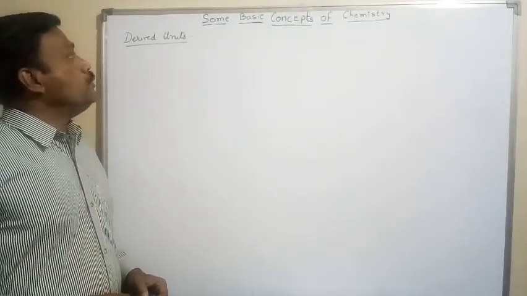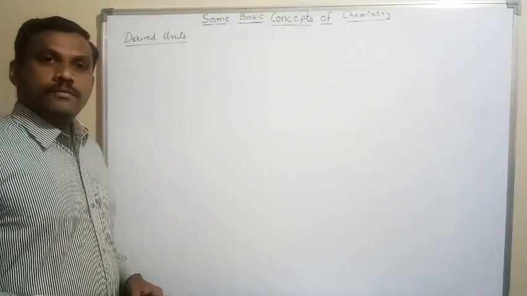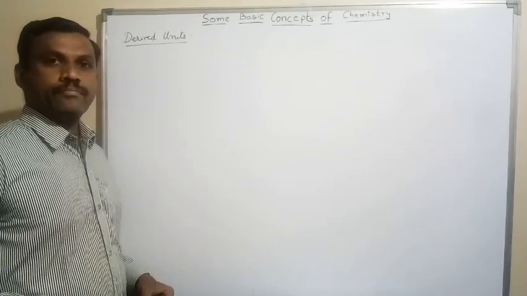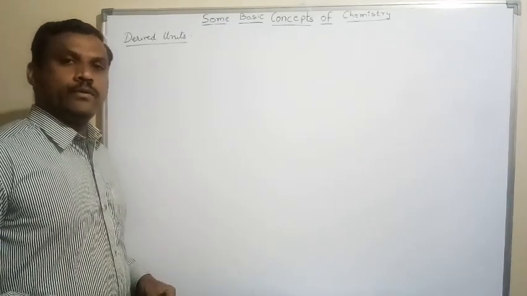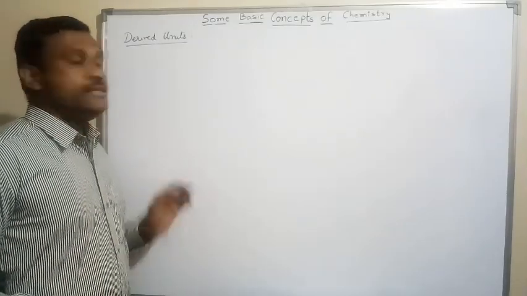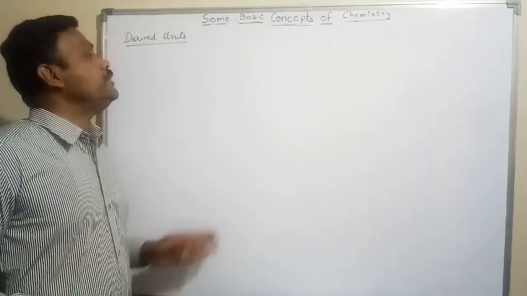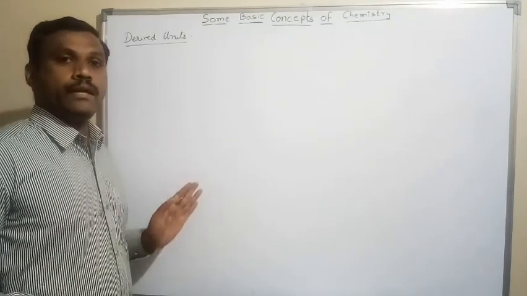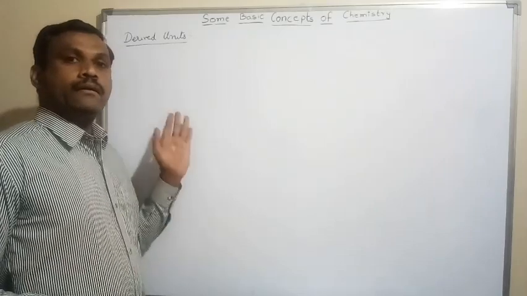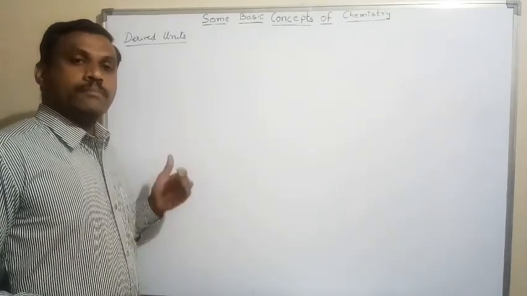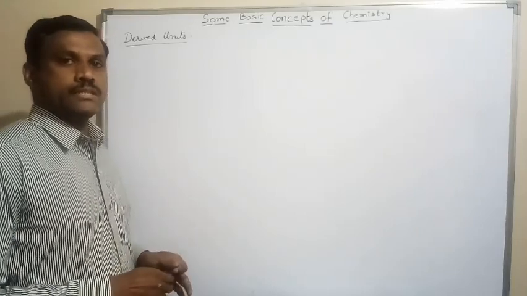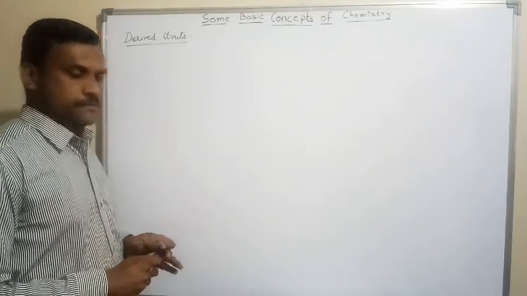These are the units which are obtained from the 7 basic units or fundamental units, and they are called derived units. These types of derived units are obtained by multiplication and division. So some of the derived units which we are going to discuss are as follows.